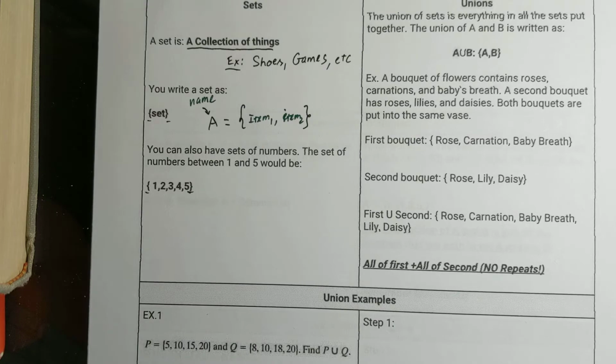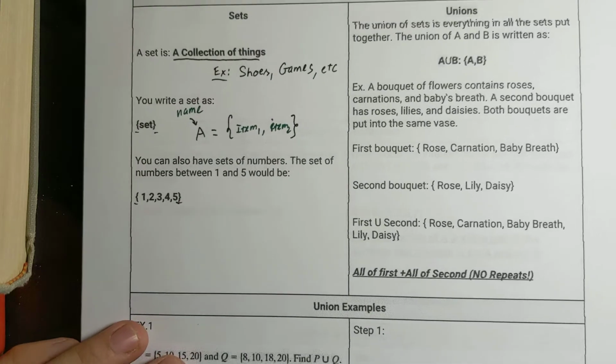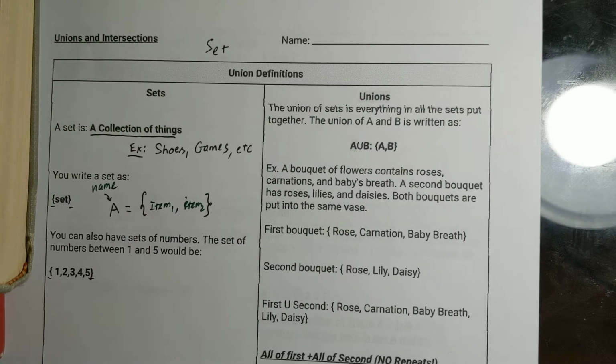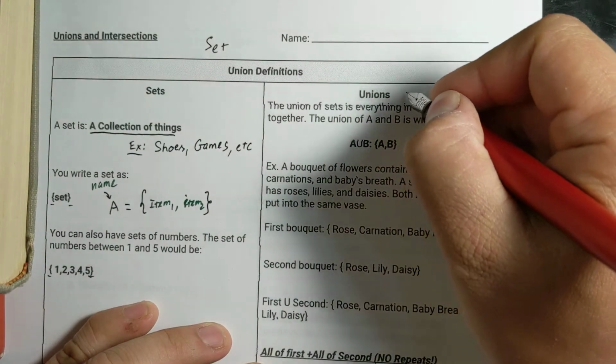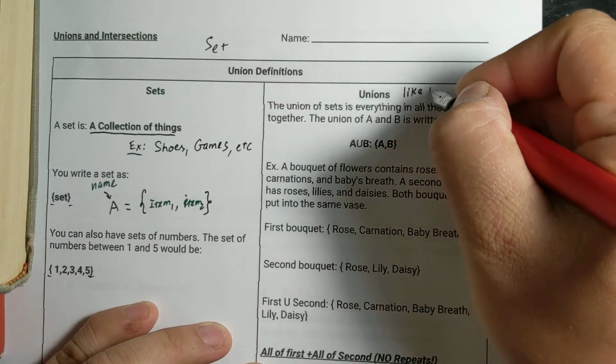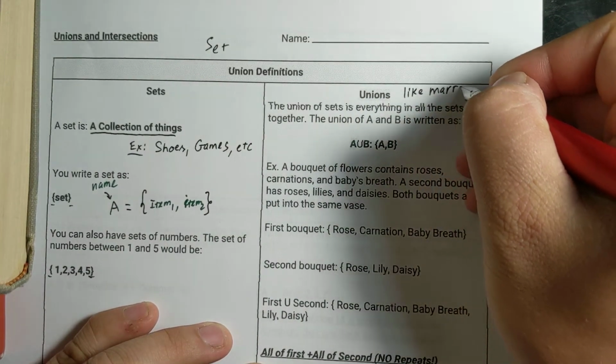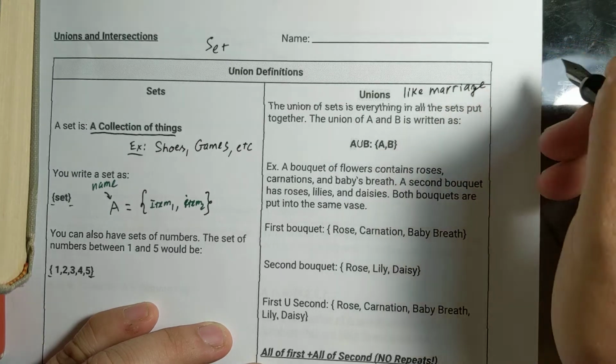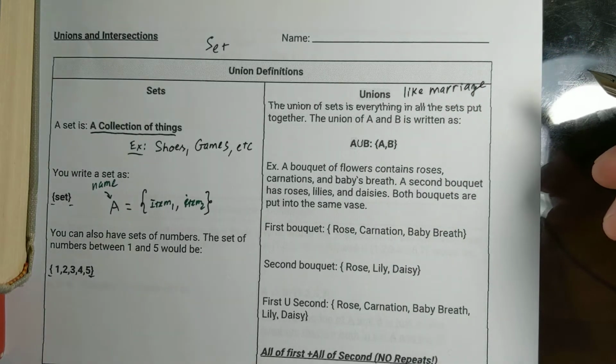Which leads to the next question: what is a union? The best way to describe a union is that it's like a marriage. Basically, what belongs to you becomes his, and what is his becomes yours. Your belongings may become his, and vice versa.